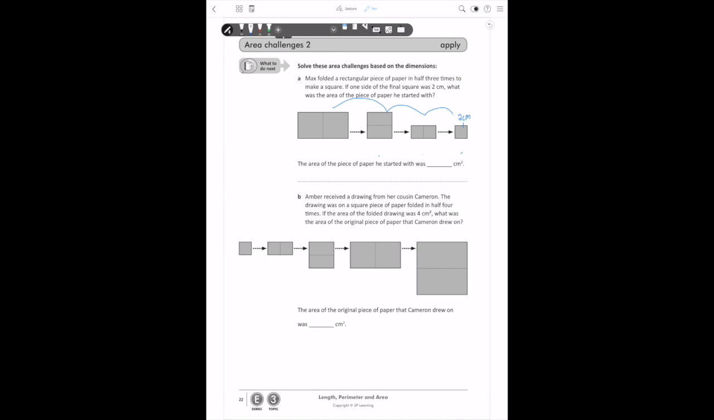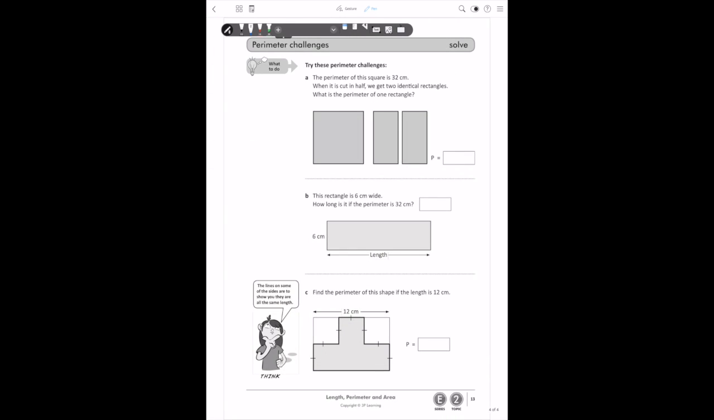And B, Amber received a drawing from her cousin Cameron. The drawing was on a square piece of paper folded in half 4 times. If the area of the folded drawing was 4 squared centimeters, what was the area of the original piece of paper Cameron drew on? Okay, so this one you're going to also work backwards.